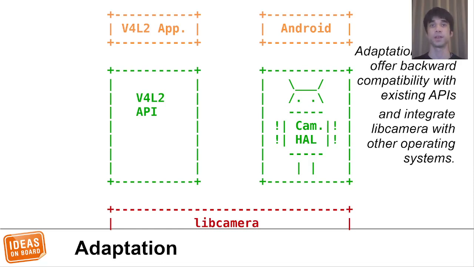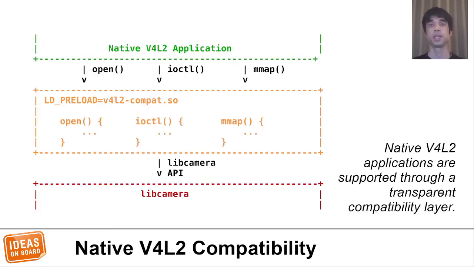We also have an Android camera HAL, or hardware abstraction layer, for libcamera, which allows libcamera to be used on both Android and Chrome OS systems, as they both use the Android Camera API. Here's a little diagram of how the v4l2 compatibility layer works. With LD preload, you can intercept function calls. So you intercept the relevant system calls, and if they correspond to a v4l2 device that's used by a libcamera camera, then we do the conversion for compatibility.